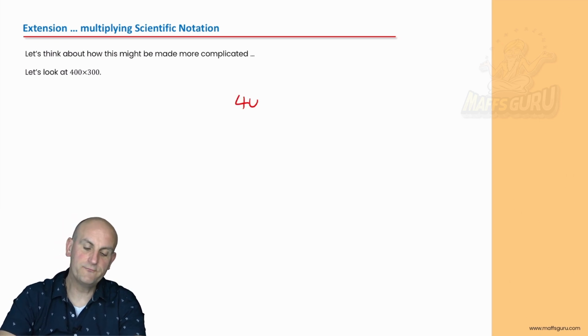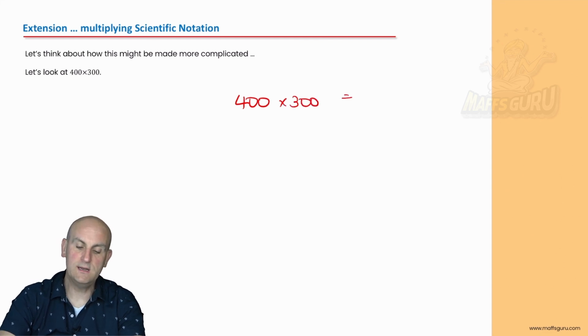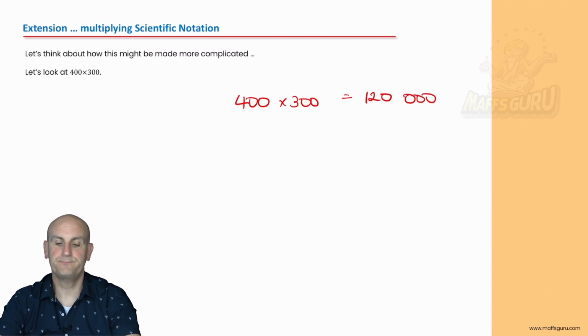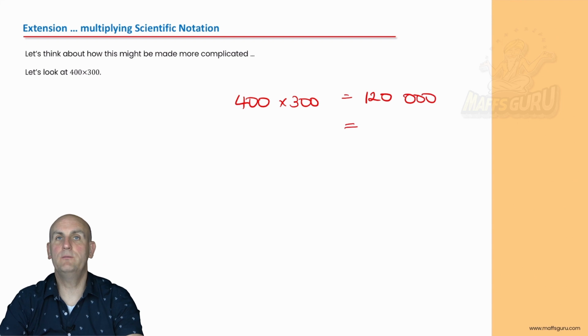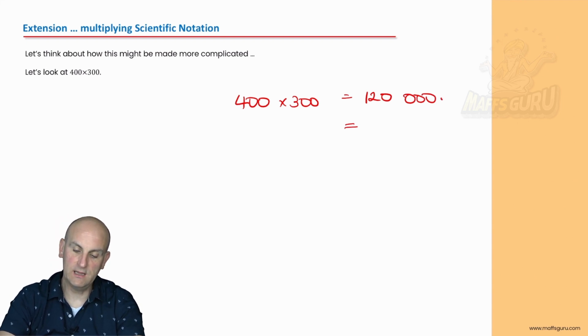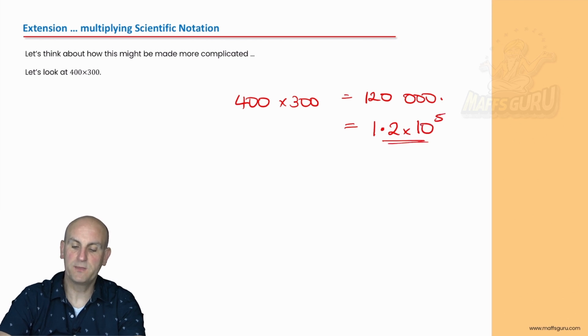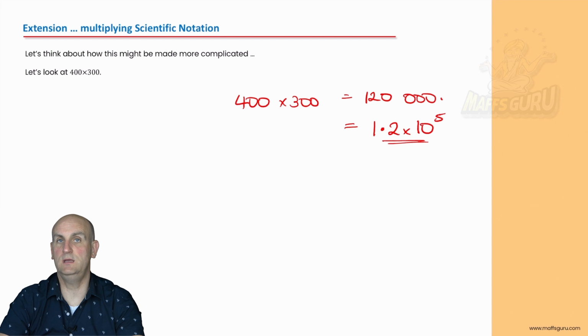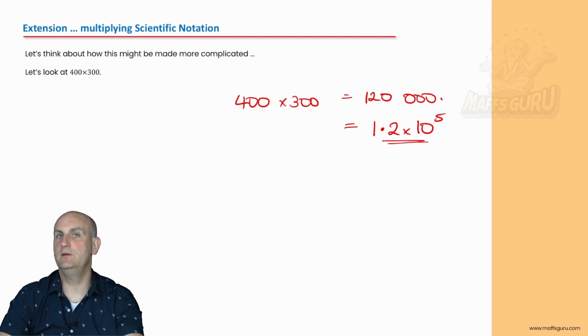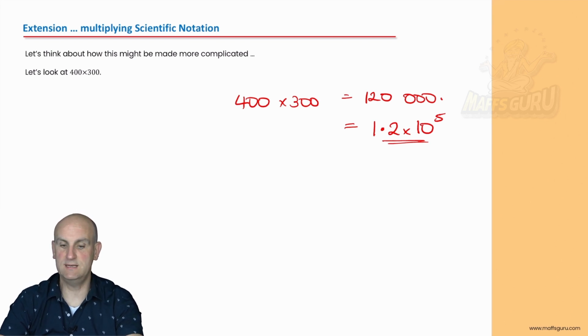So if I have 400 times 300, you put that into your calculator, we know that's going to become 120000. And if you now remember how to write that in standard index form, we've got a decimal point here. I'm going to move it 1, 2, 3, 4, 5 places. That becomes 1.2 times 10 to the power 5. Right, so doing it the old-fashioned way, but can we now think about it using scientific notation or index notation?